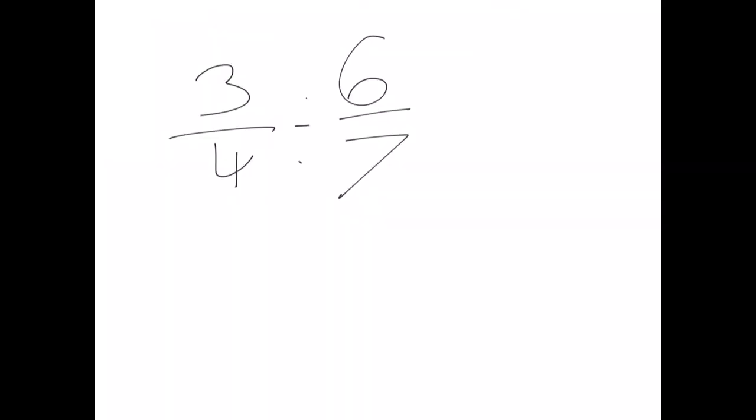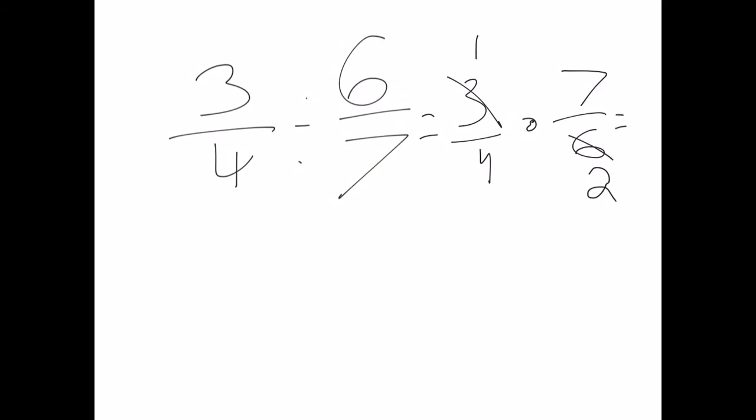The first thing that you have to do is find the reciprocal of 6/7 and then rewrite the problem. And the reciprocal is 7/6. Then you cross multiply, and 3 goes into 3 once, and it goes into 6 2 times. Then you solve, so this answer is 7/8.